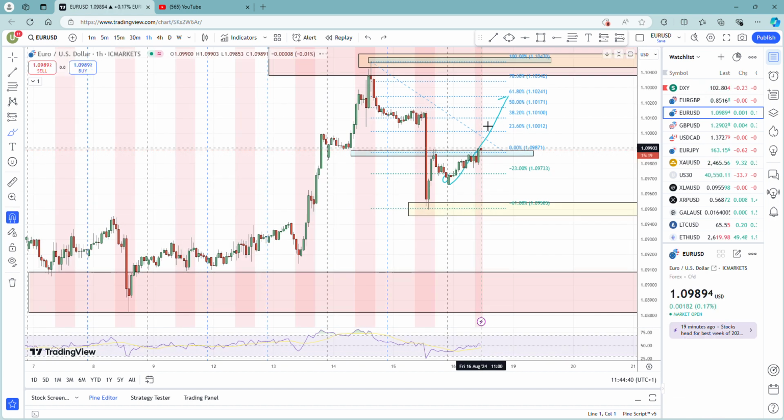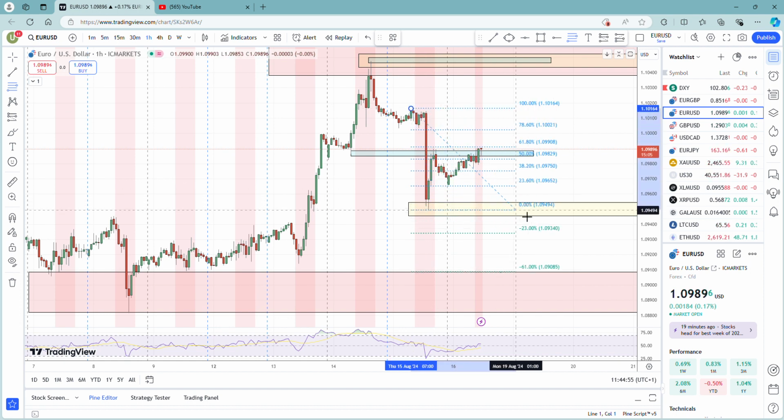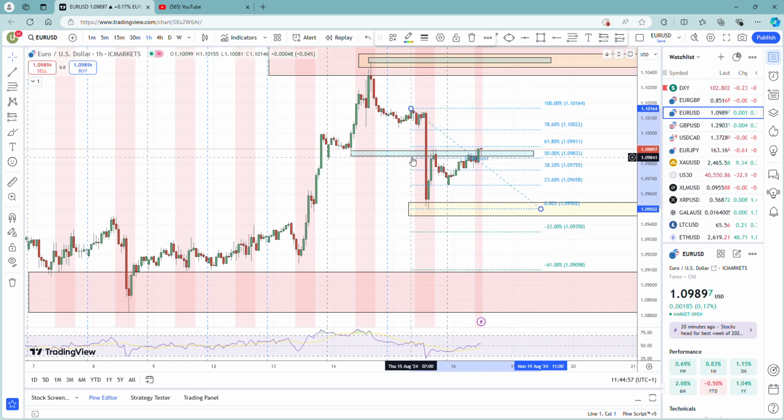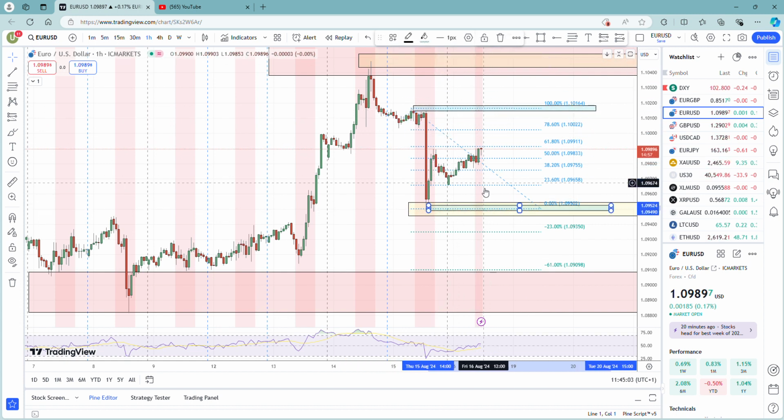So if I just show you my new intraday levels, if I get rid of that, so from the high of the day, which is here, yesterday, to the low of the day, this is your H1 intraday trading levels. When price comes to this level support or this level resistance, we take a buy or a sell.